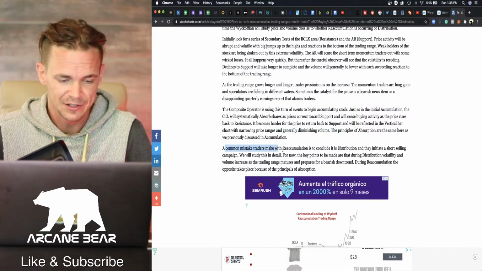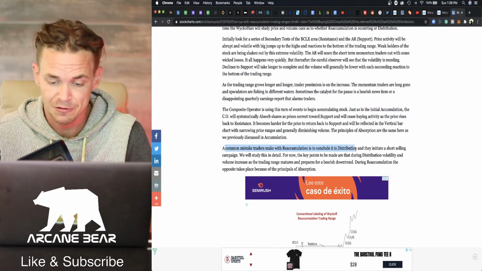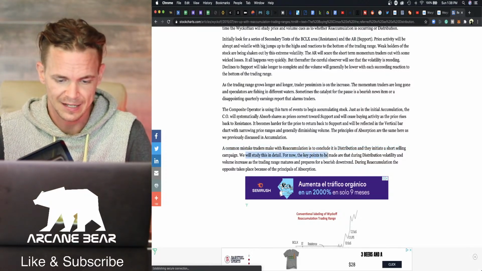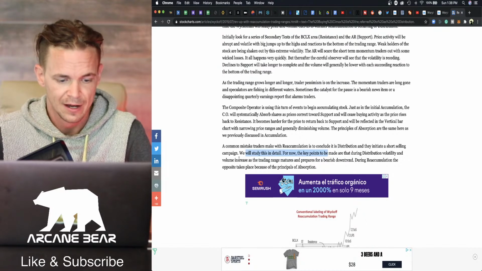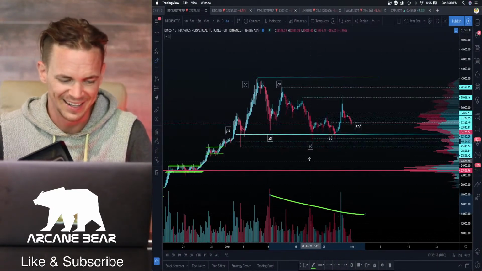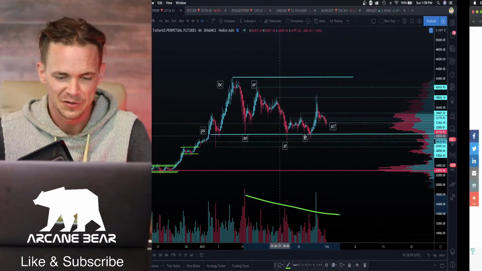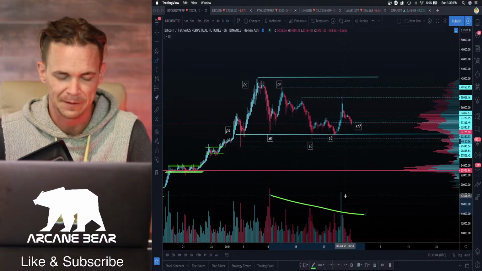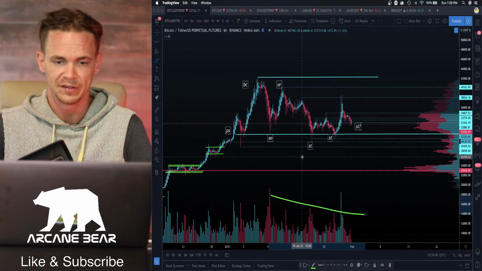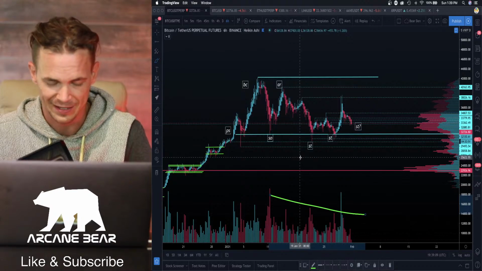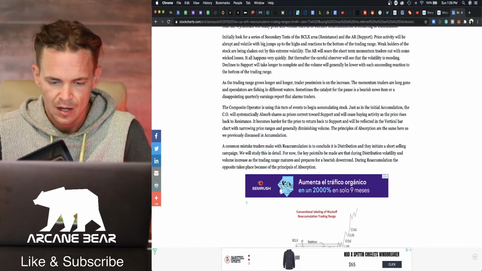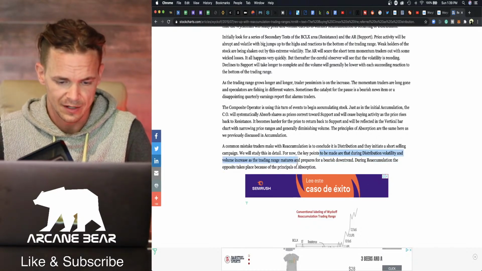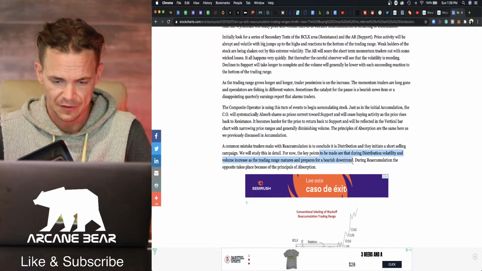A common mistake traders will make with reaccumulation is to conclude that it is distribution and they initiate short selling in the campaign. We'll study this in detail, but for now, let's take the key points to be made during distribution. Volatility and volume will increase, and that's not what's happening. You're not seeing a distribution with increasing volume at the moment. You're seeing a decrease in volume aside from this one crazy fuck you candle, which is, let's call that a noisy moment in Wall Street Bets and Elon Musk history. So with distribution, volatility and volume increase in the trading range, the market matures and prepares for the bearish downtrend.